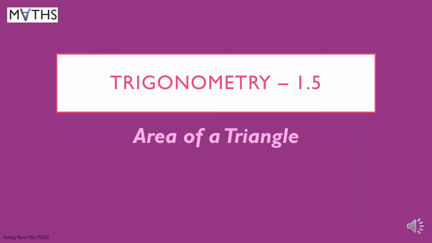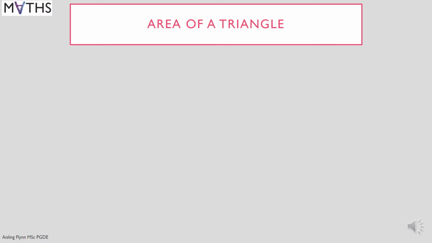This is Trigonometry 1.5, the area of a triangle. Well, we've calculated the area of a triangle before when we knew various measurements, for example, the base length here of this triangle and what's known as the perpendicular height. We could calculate the area by area equals half the base by perpendicular height.